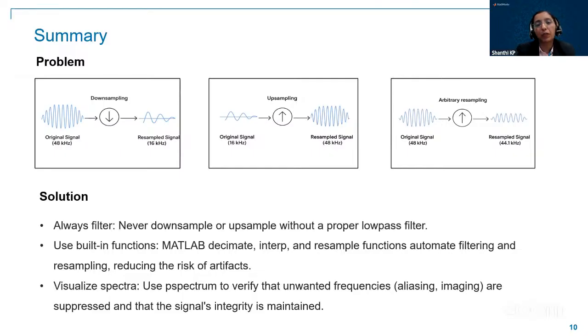Whenever we resample signals, it's always important to analyze the signal spectrum, that is, to visualize the signal in the frequency domain using functions like pspectrum. This will help verify unwanted frequencies, whether aliasing or imaging is present, which we need to tackle. It's also important to visualize the spectrum to understand that the signal's integrity is maintained after resampling, whether it is upsampling, downsampling, or arbitrary resampling.